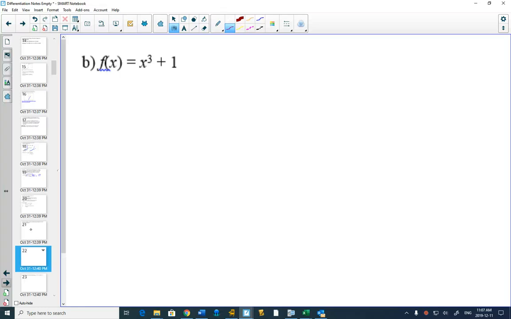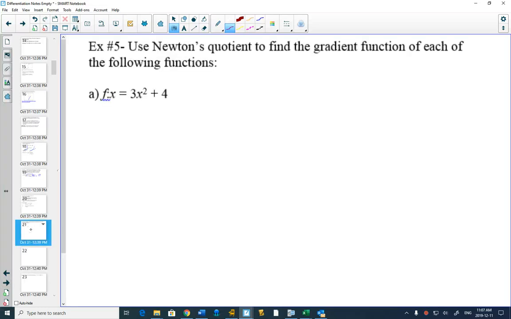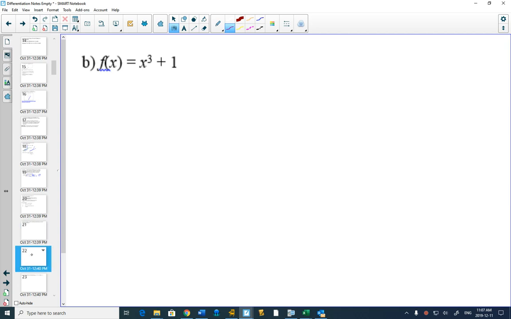Again, this is part B. We did part A last time. Use Newton's quotient. So Newton's quotient, we'll write it out again. It's the limit as h goes to 0. First of all, we can say f prime of x, our derivative, is the limit as h goes to 0.